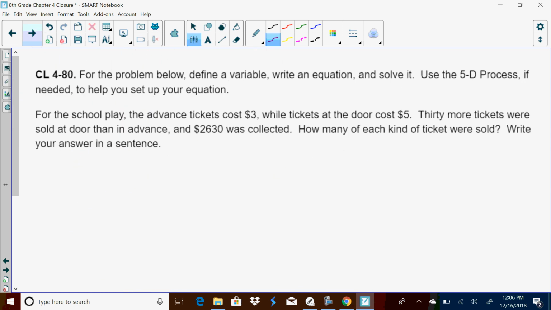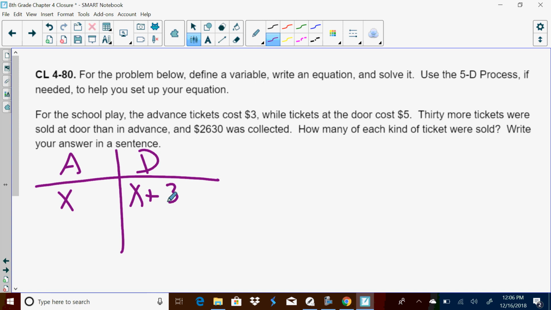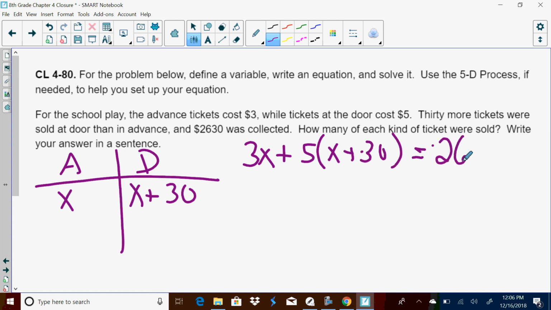Problem 480, for this problem below, define a variable, write an equation and solve it. Use the 5-D process if needed to help set up your equation. So it says for the school play, the advanced tickets cost $3 while tickets at the door cost $5. 30 more tickets were sold at the door than in advance. So if I made x the number of tickets sold in advance, x plus 30 would be the ones at the door, and 2,630 dollars were collected. So it's going by cost. So I do 3 times x, because that's how much I paid for the advanced tickets, plus 5 times x plus 30 should equal 2,630.